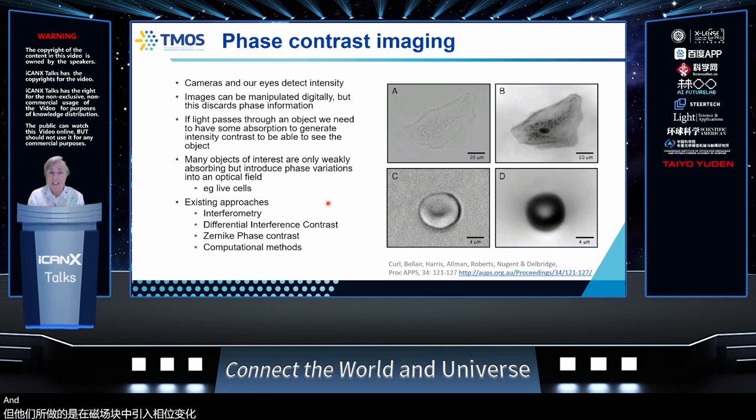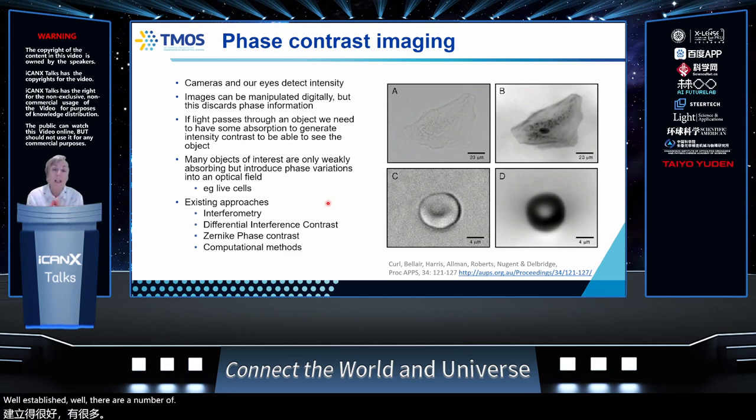And a classic example is those of live cells. Now, if you want to see cells, the conventional approach is to fix and stain them. But clearly, once that happens, the cells are no longer in their natural state and it precludes investigating cell dynamics, for example.